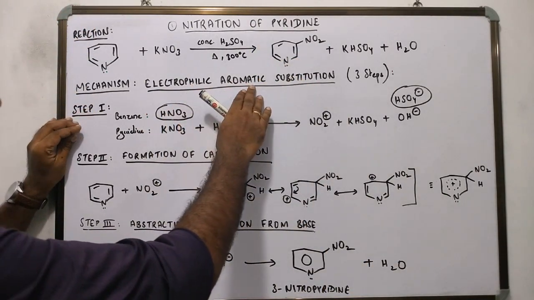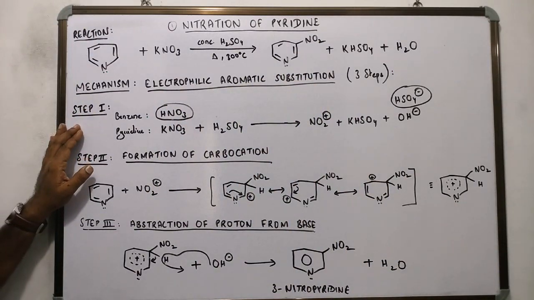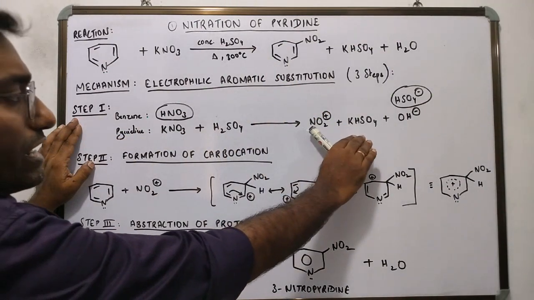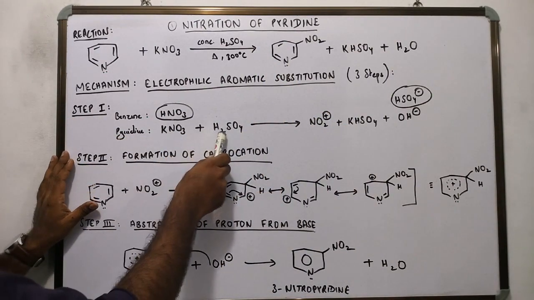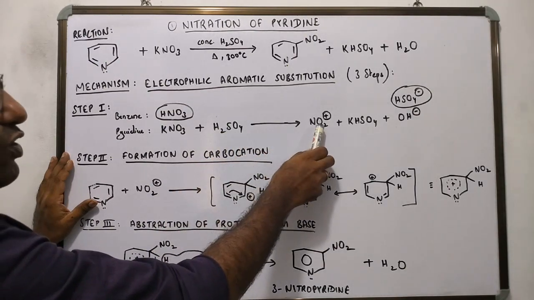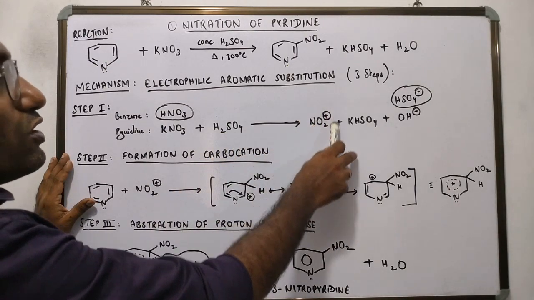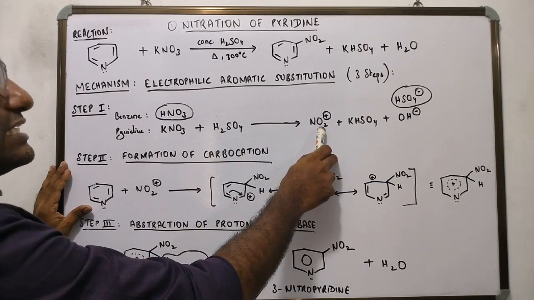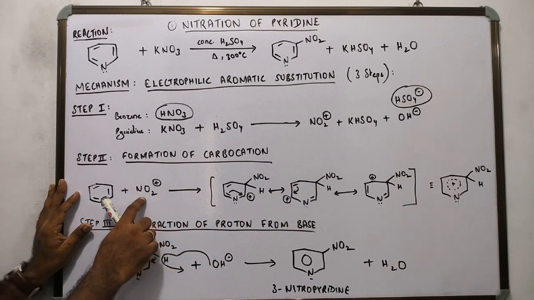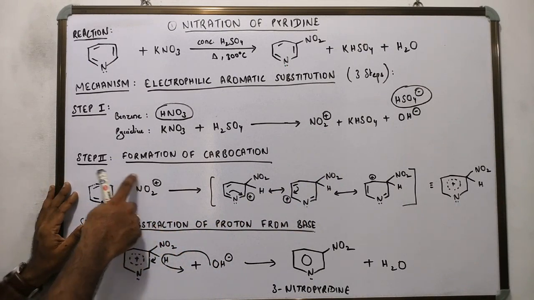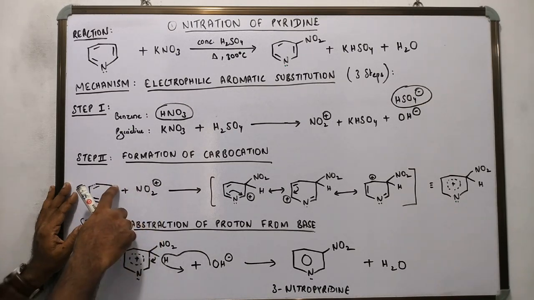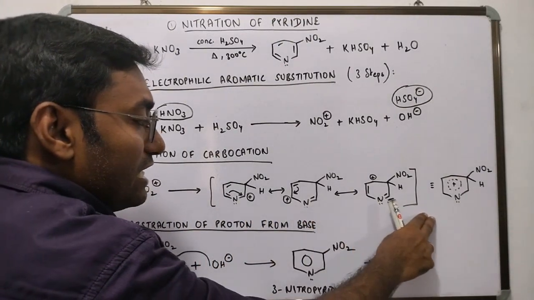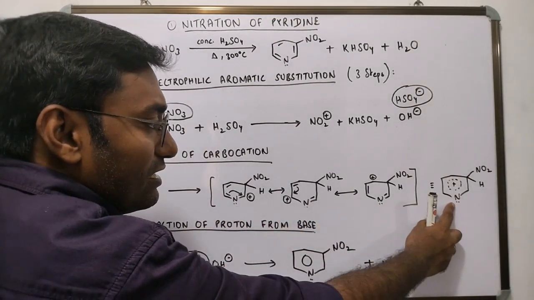Mechanism: electrophilic aromatic substitution reaction has 3 steps. Step number 1 is the formation of electrophile. Potassium nitrate reacts with H2SO4 to form NO2+, which is also called the nitronium ion. Nitronium ion is the electrophile in the reaction. In step number 2, it is this NO2+ that attacks at the most favorable position, which is position 3, and that attack leads to a resonance stabilized intermediate carbocation.